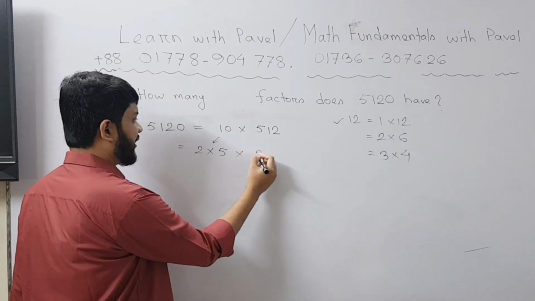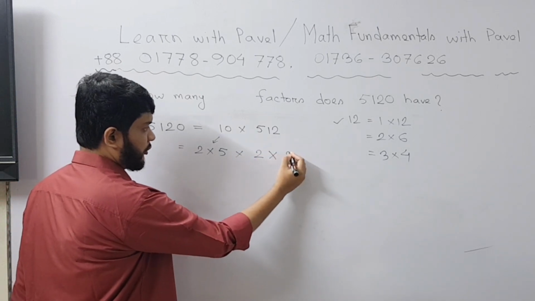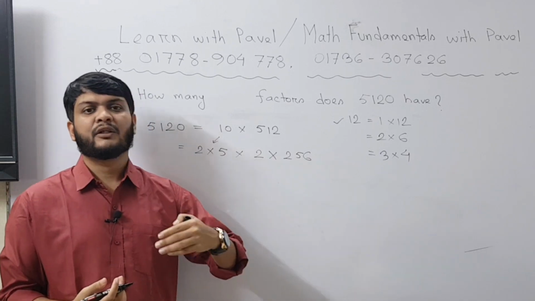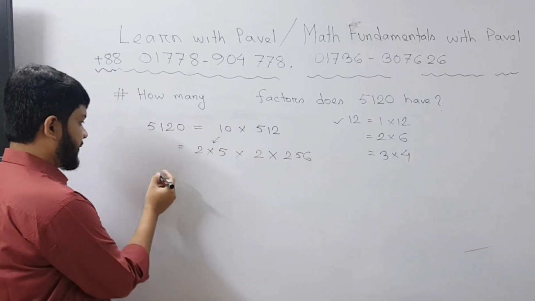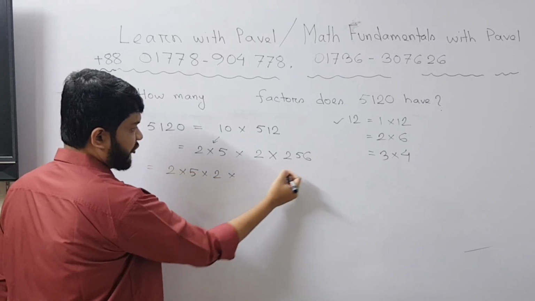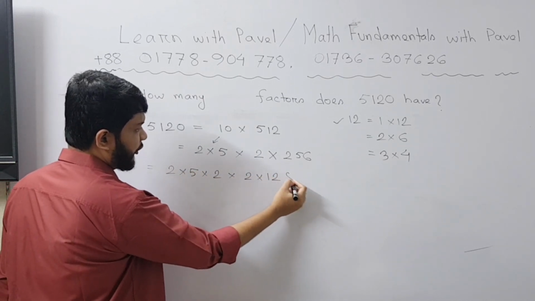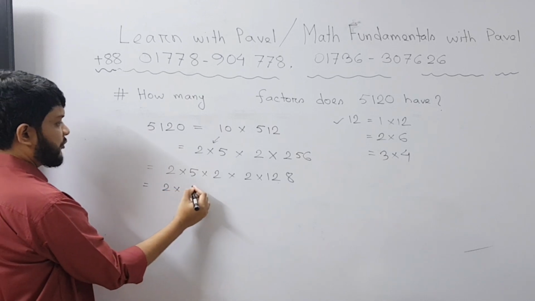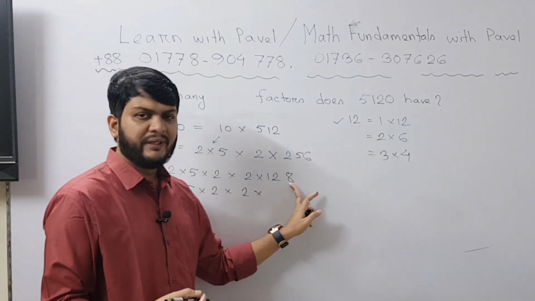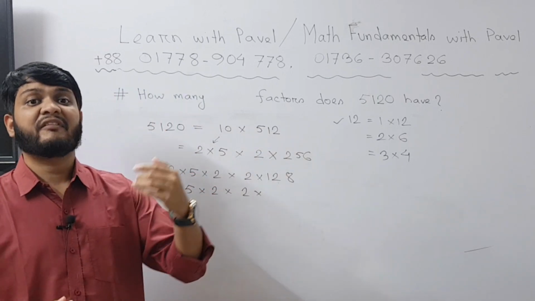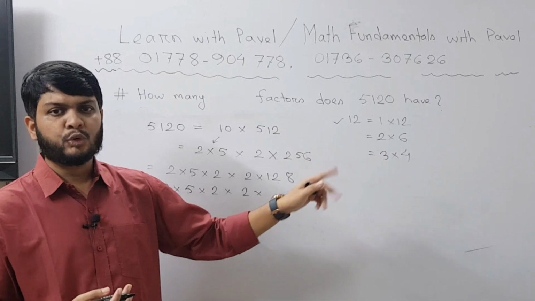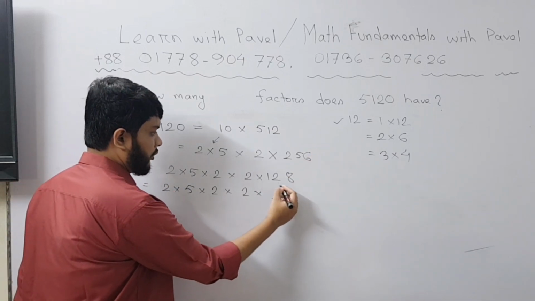Okay, so we can divide it by 2. 2 times 256. Next you divide 256, we will get 2 times 128. So it would be 2 times 5 times 2 times 2 times 128, and if you break down 128, you will get 2 seven times. I will not be wasting any more time. I'll write 2 to the power 7. Okay, so 2 to the power 7.